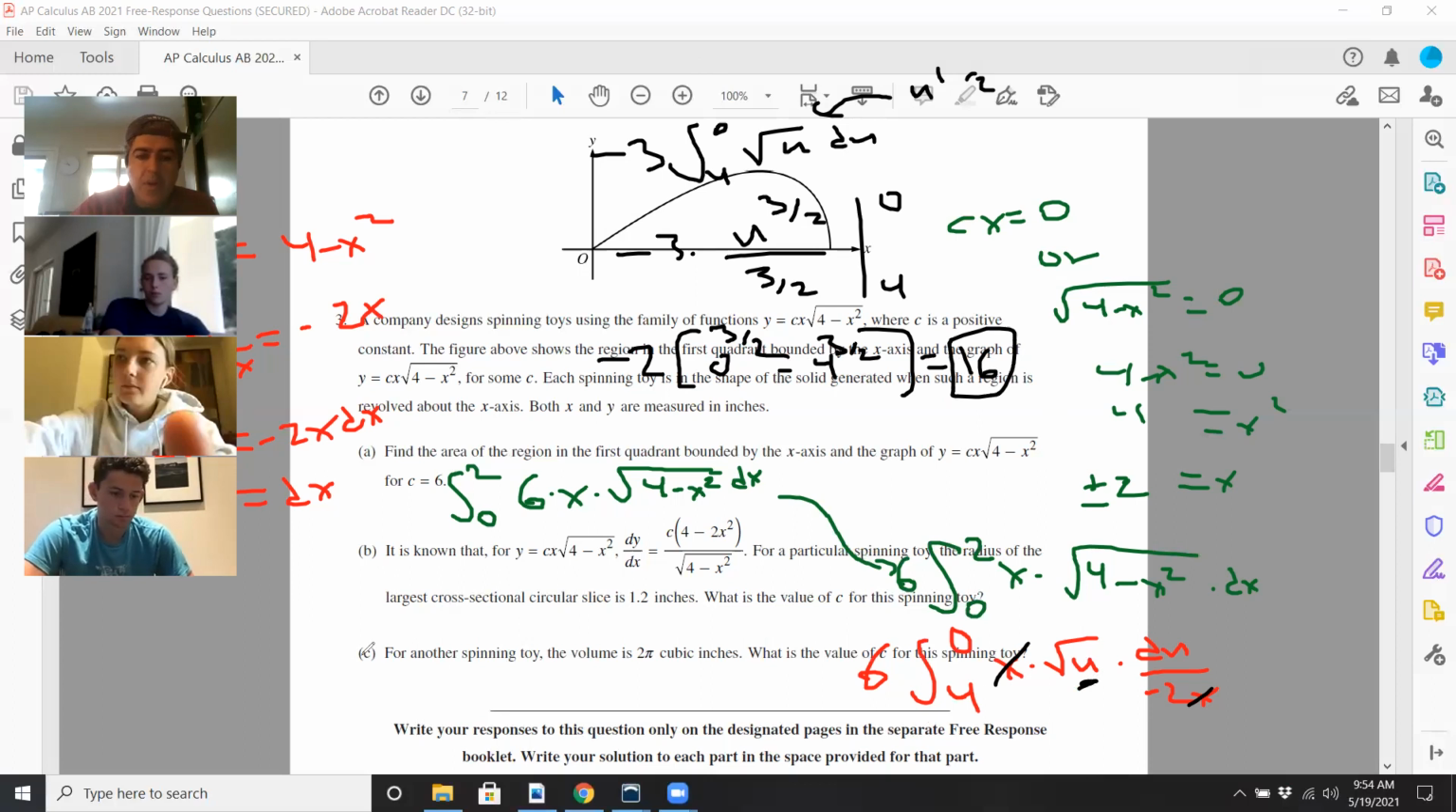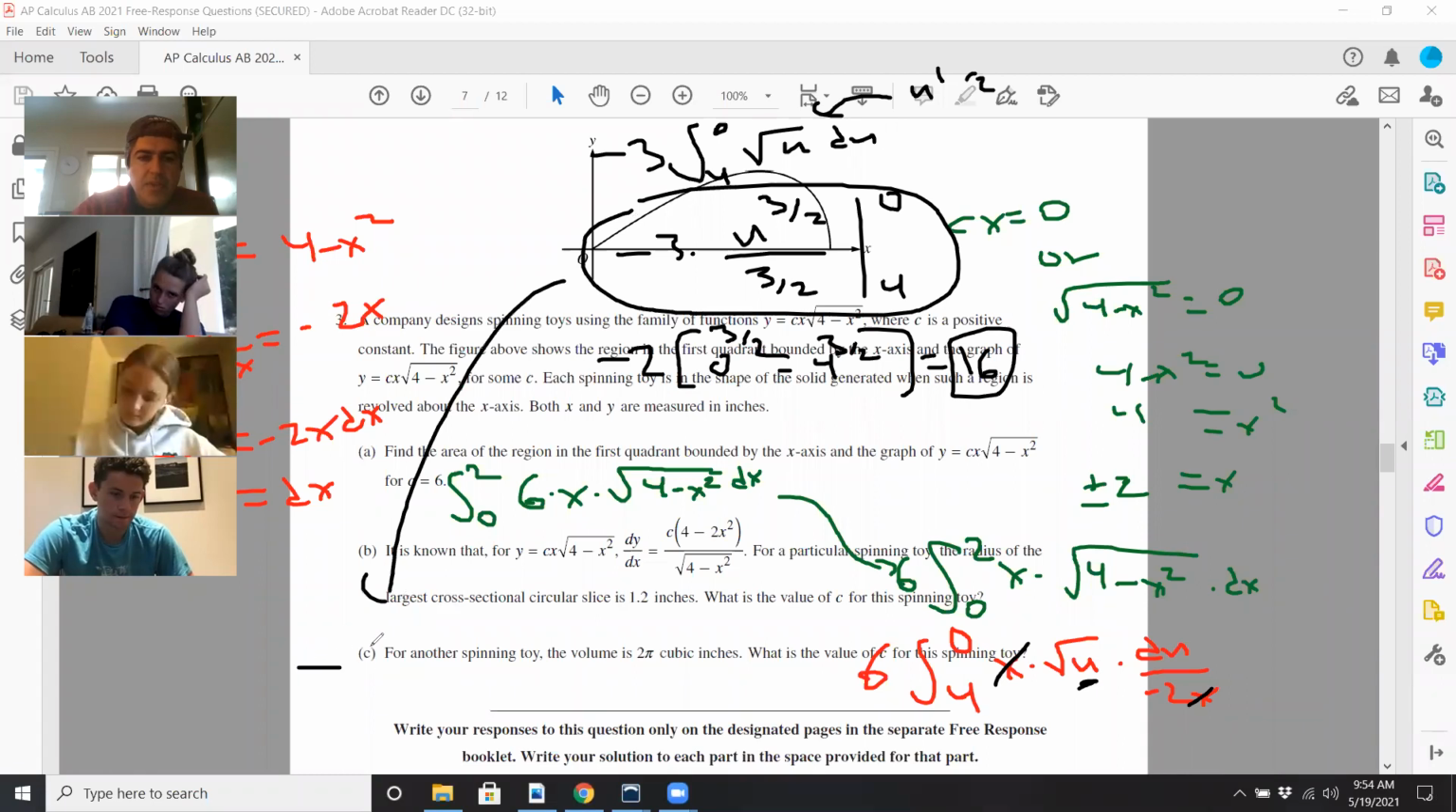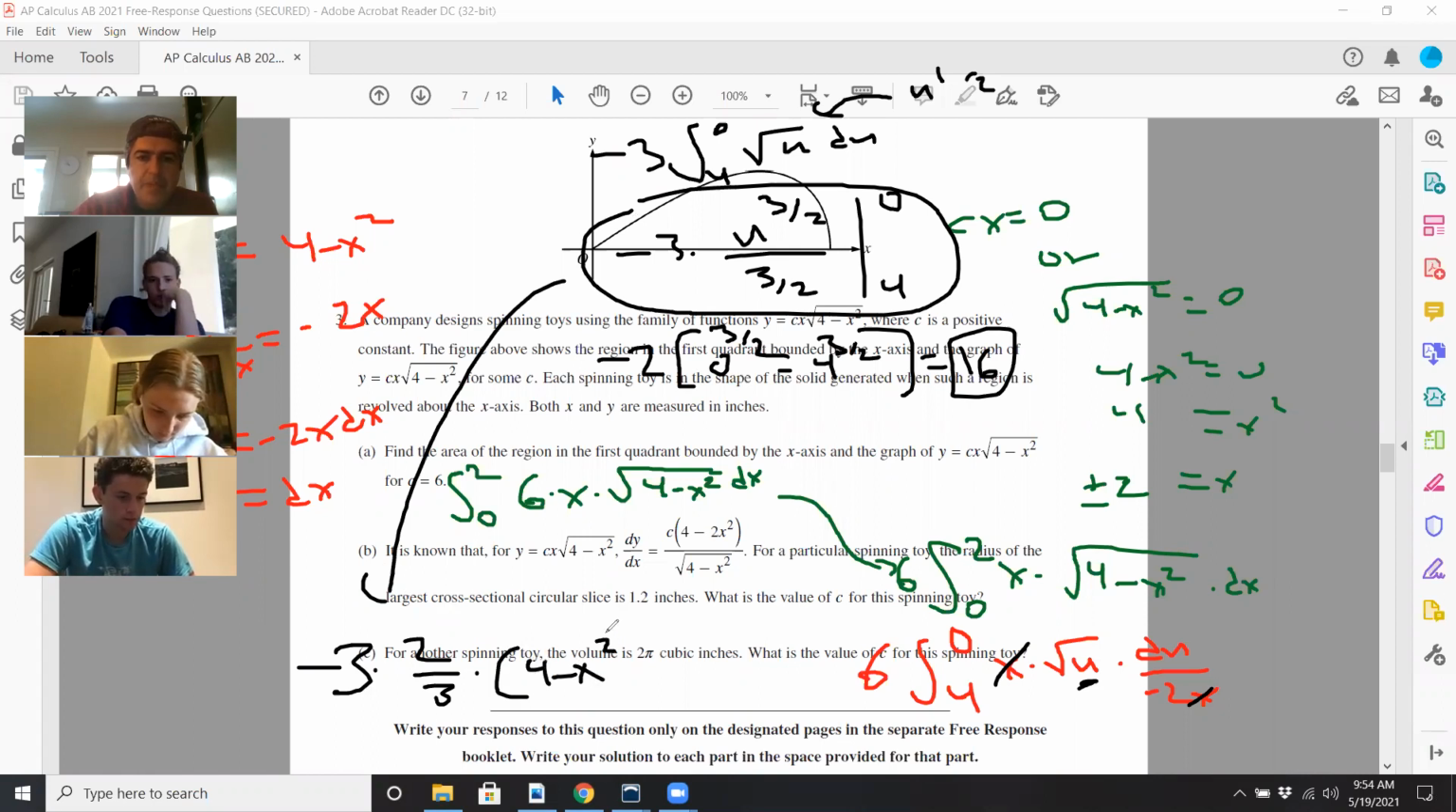But if you want, you can go back. So once you're at this part over here, if you so desire, you have -3 times 2/3, then you can replace u back with 4 minus x squared. And of course, it's raised to the 3/2 power. And then put back in 0 and 2. You can do that if you want. But as an intermediate step, you have to show that change. And I'm guessing they're going to dock you if you don't.